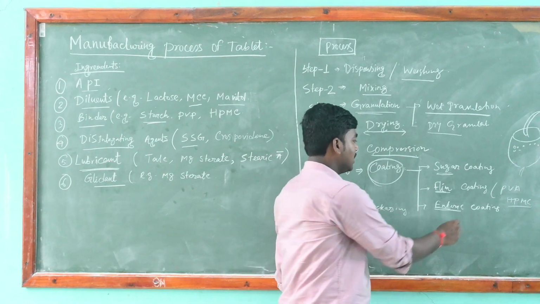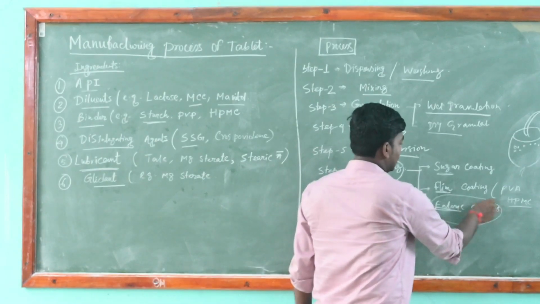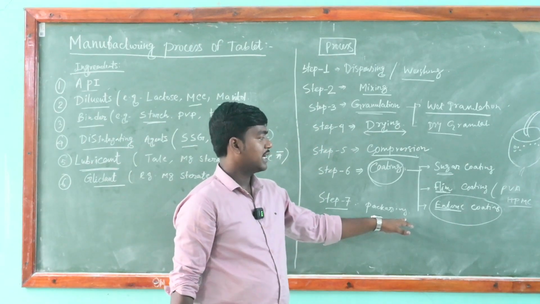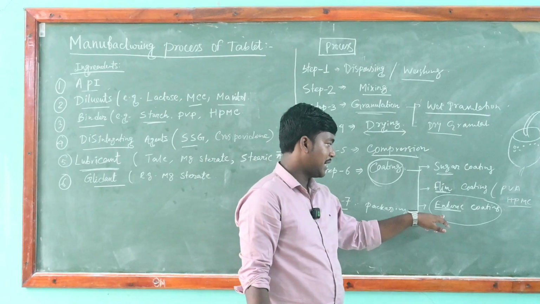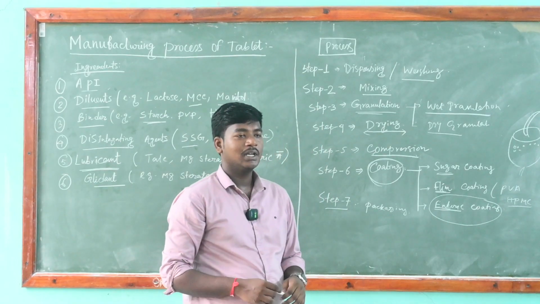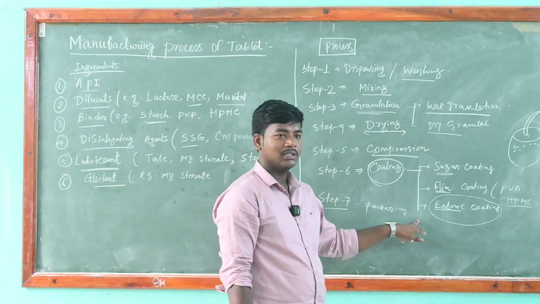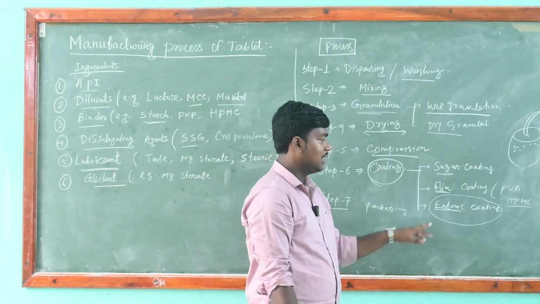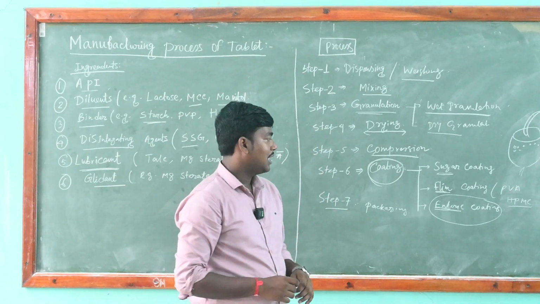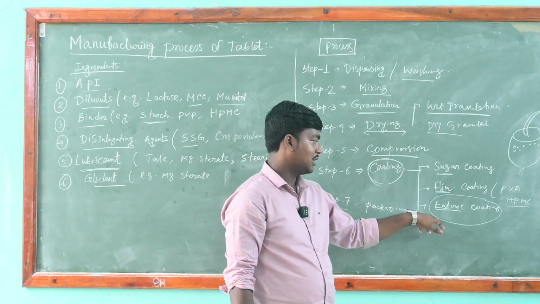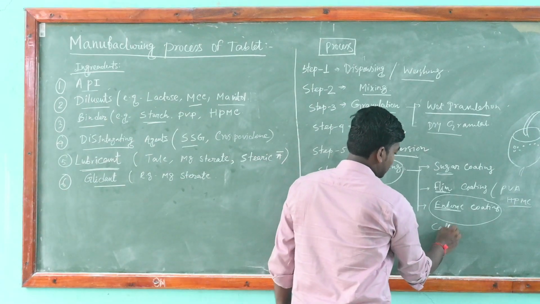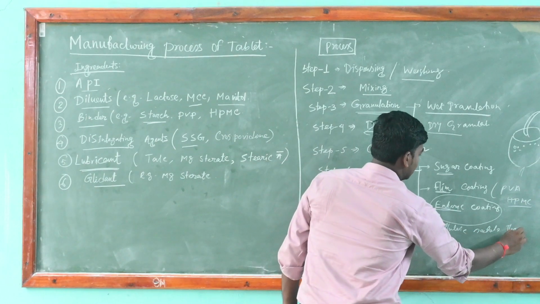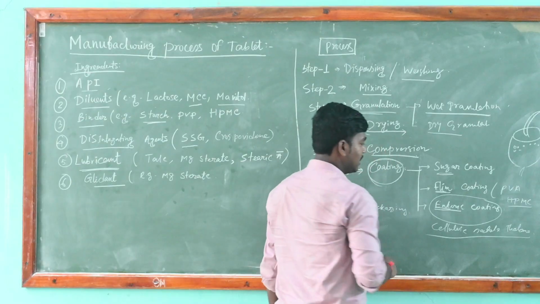And the last one is enteric coating. Most tablets dissolve in the stomach in acidic pH, but some tablets are required to dissolve in the intestine. So we have to bypass the stomach's acidic pH. For that purpose we perform the enteric coating technique. In enteric coating, the tablet material is covered with a thin layer of polymer, that is cellulose acetate phthalate. Cellulose acetate phthalate is basically used for the enteric coating technique.